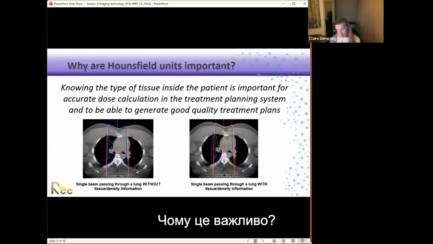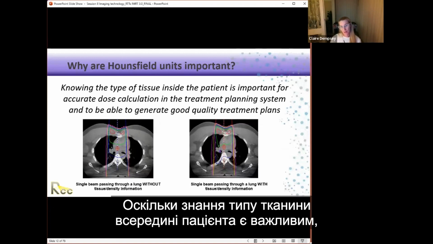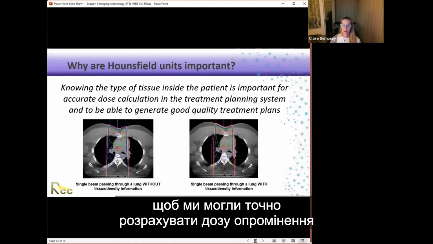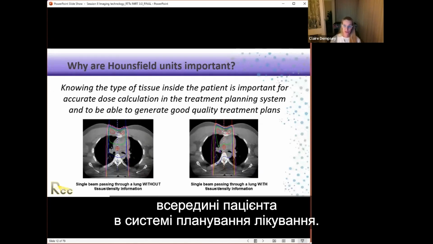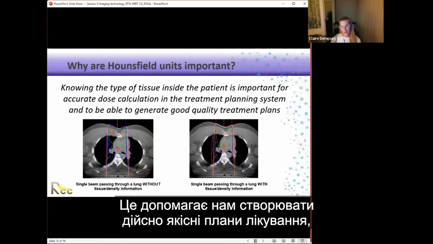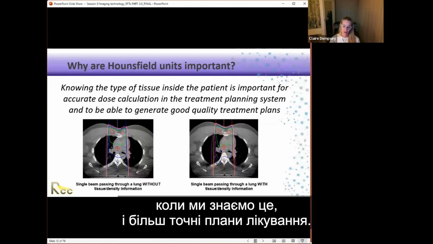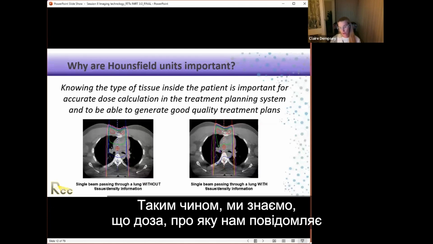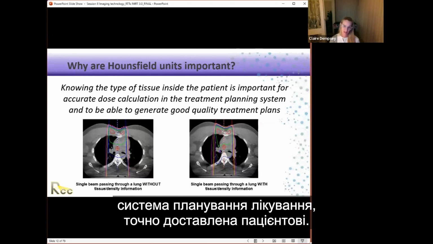So, and why is that important? Knowing the type of tissue inside the patient is important so that we can accurately calculate the dose inside the patient in the treatment planning system. This helps us to generate really good quality, more accurate treatment plans, so we know that the dose the treatment planning system tells us is accurately delivered in our patient.